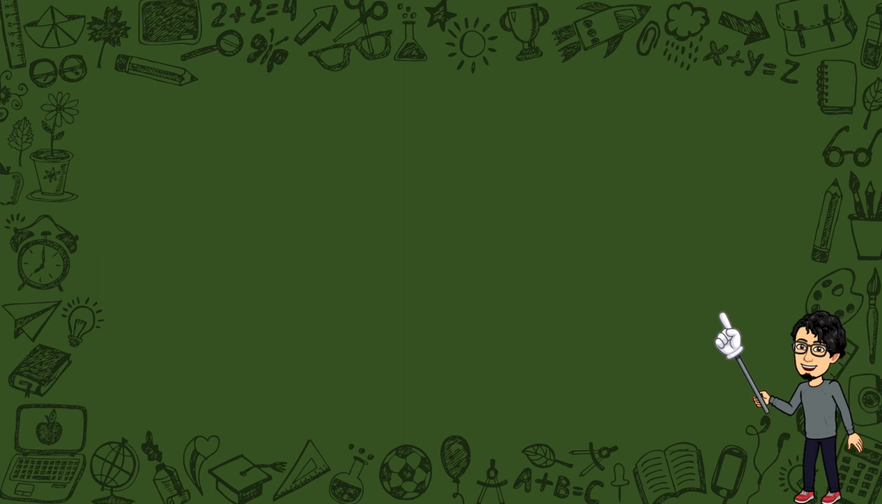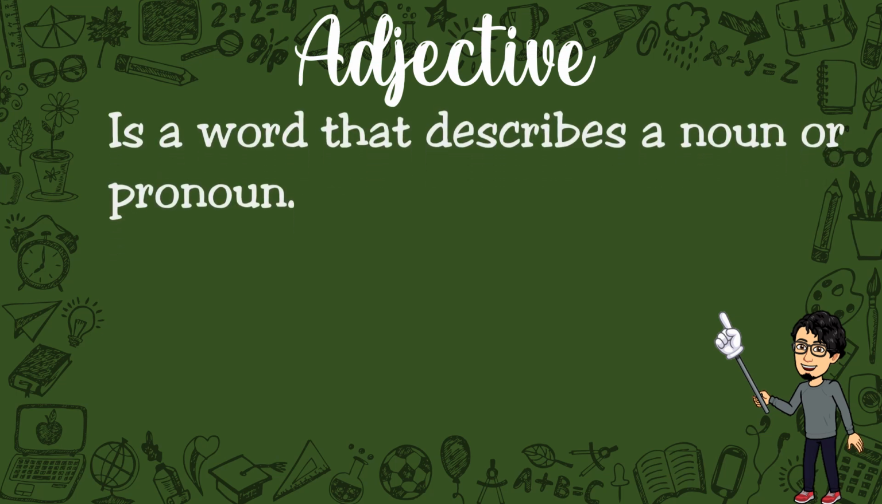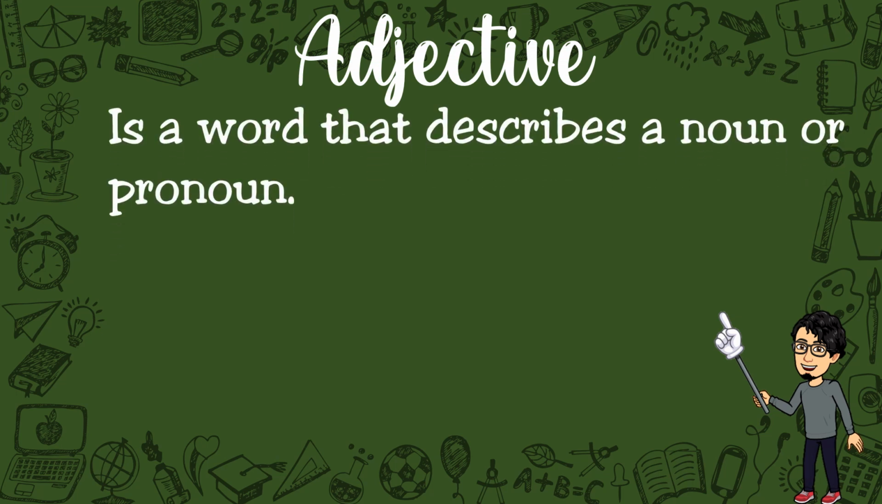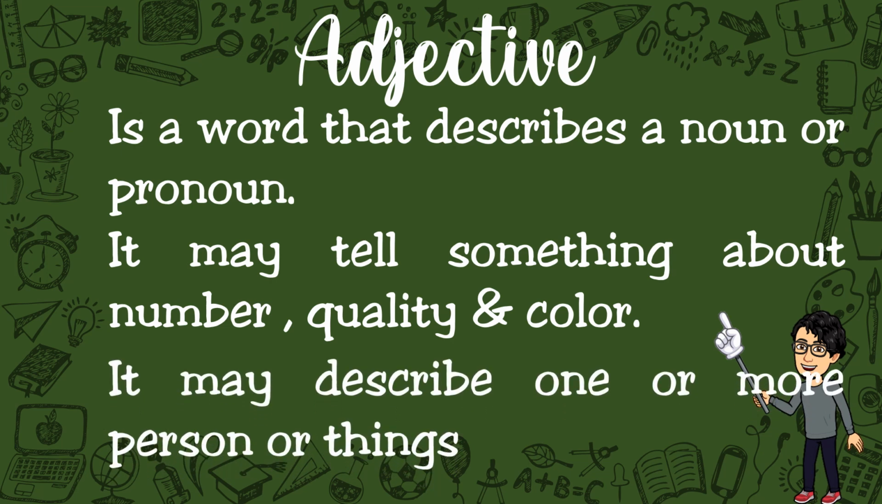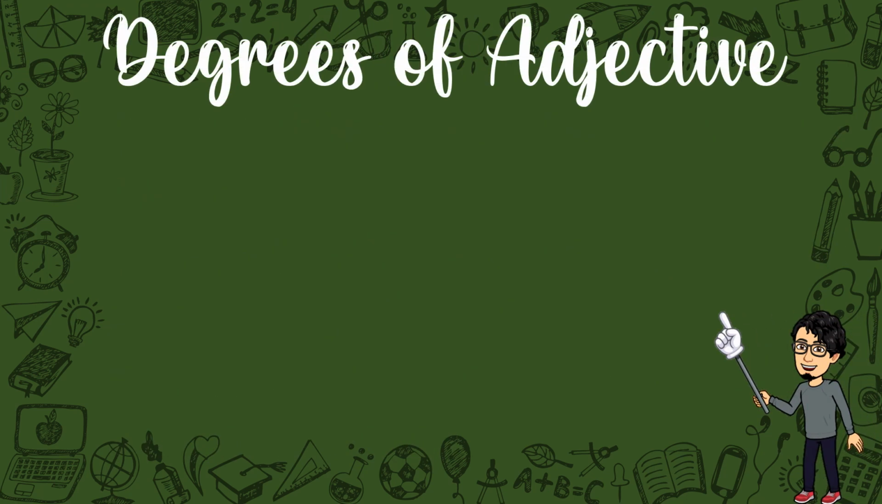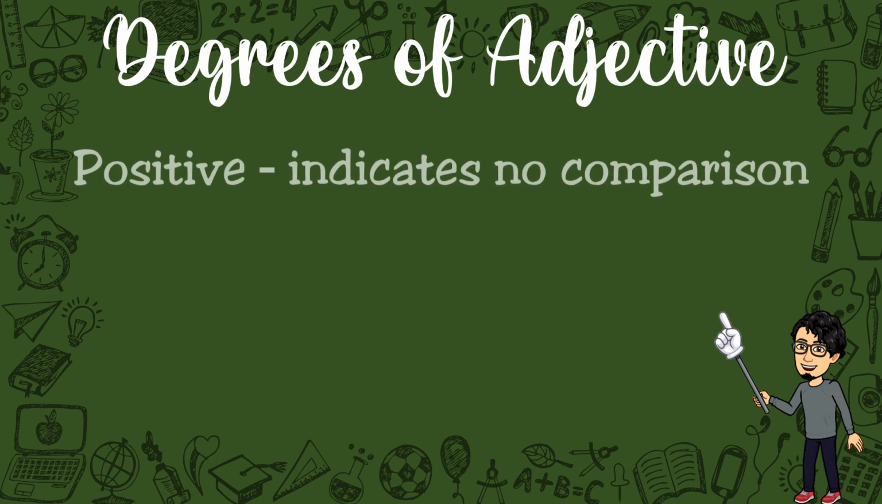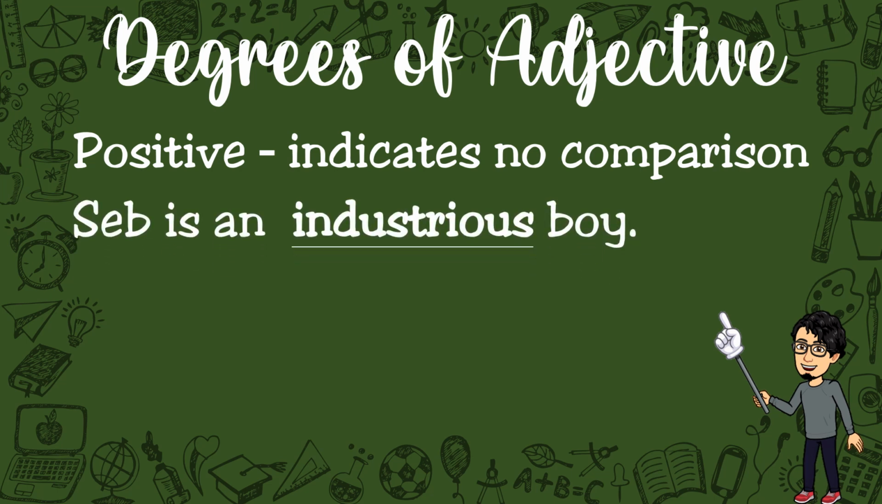The words that we used to describe the houses are called adjectives. An adjective is a word that describes a noun or a pronoun. It may tell something about number, quality, and color. It may describe one or more persons or things. Adjectives have different degrees or forms. First one, positive, indicates no comparison. For example, Seb is an industrious boy. The word industrious is used to describe Seb.